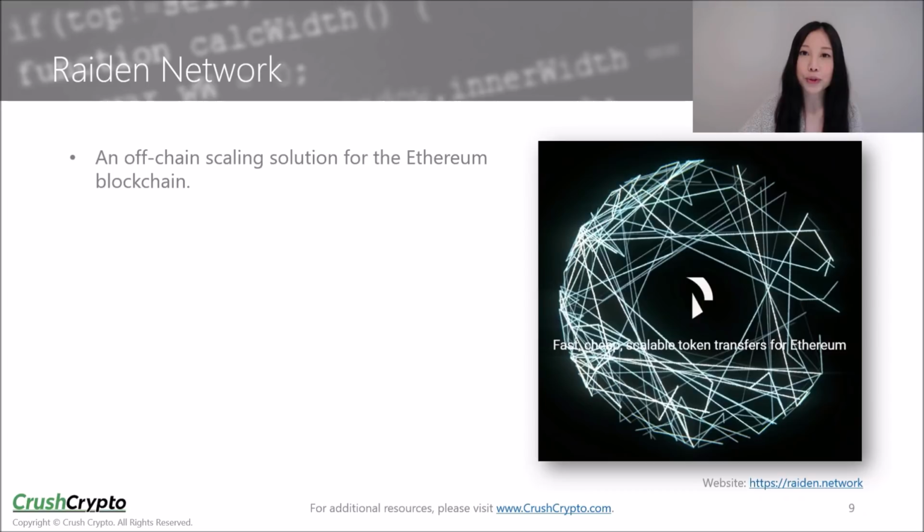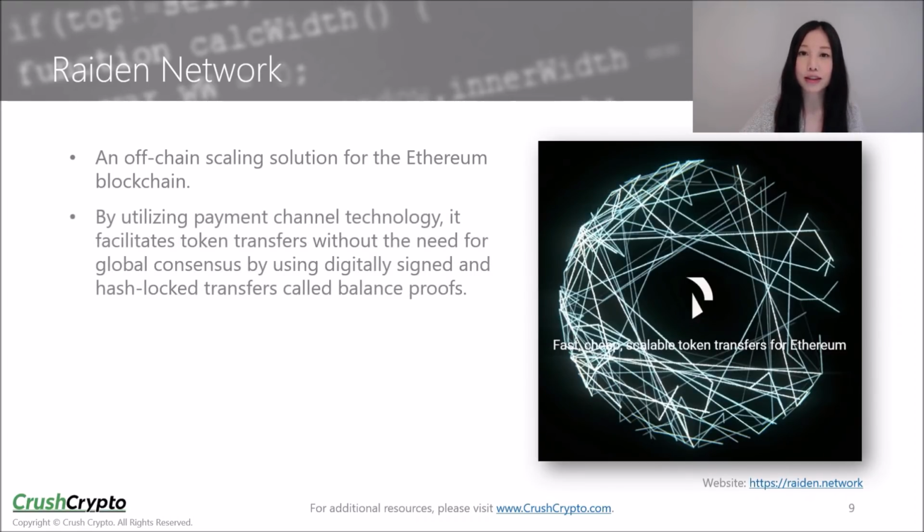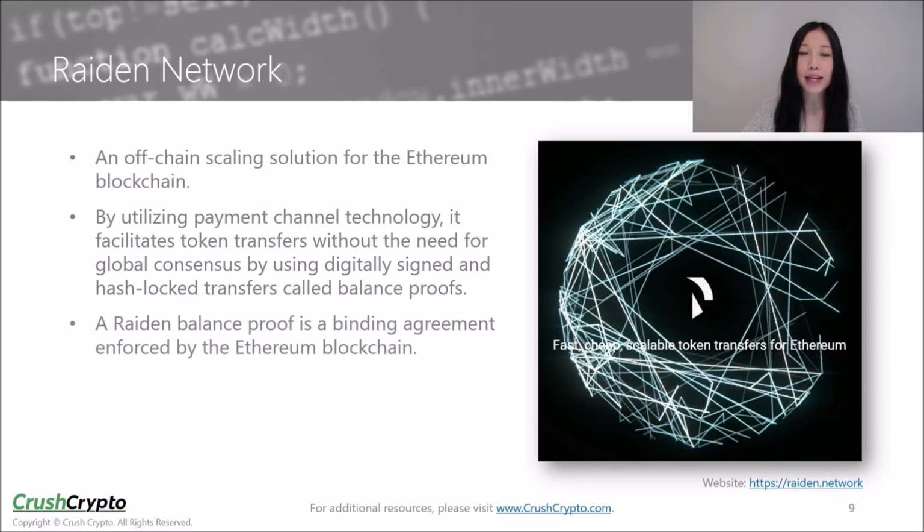The Raiden Network is an off-chain scaling solution for the Ethereum blockchain. It is often referred to as Ethereum's version of the Lightning Network. By utilizing payment channel technology, the Raiden Network facilitates token transfers without the need for global consensus. This is done using digitally signed and hash-locked transfers called balance proofs, which are fully collateralized by on-chain deposits. A Raiden balance proof is a binding agreement enforced by the Ethereum blockchain. This means neither party in a payment channel can back out of any of the value transfers.